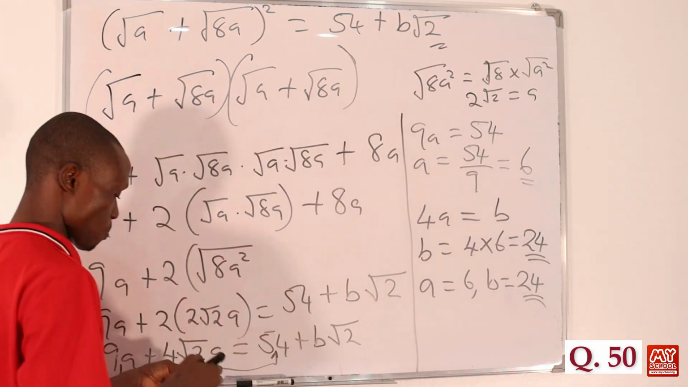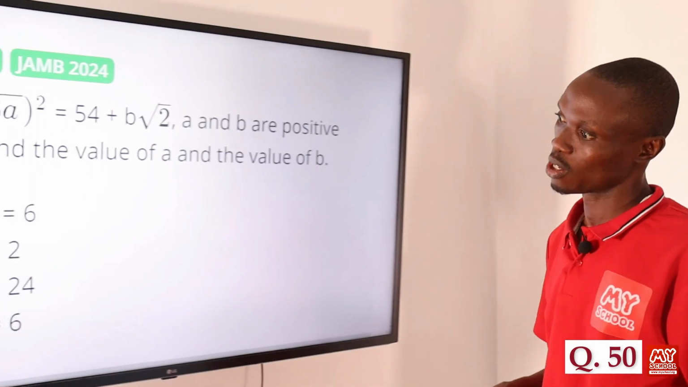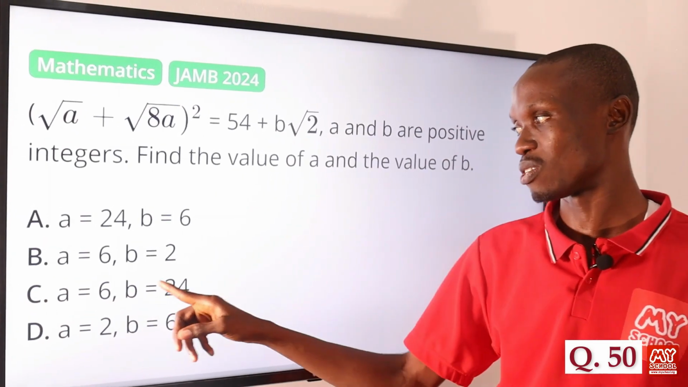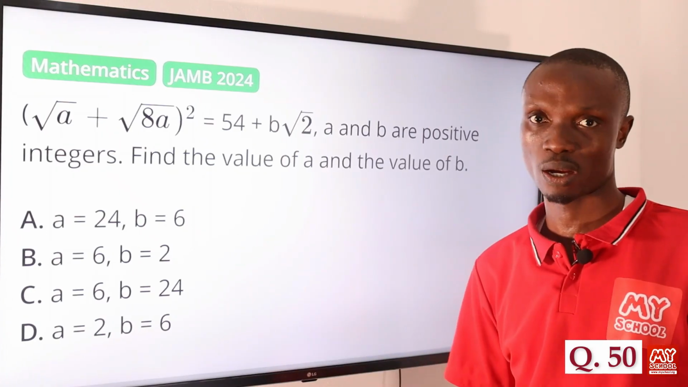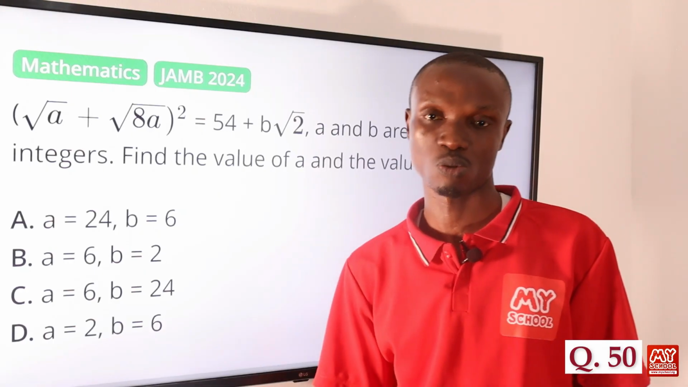Let's return back to the screen to pick the correct answer to this question. That would be option C, because a is equal to 6 and b is equal to 24 from our calculation. So that makes option C the correct answer to this question.